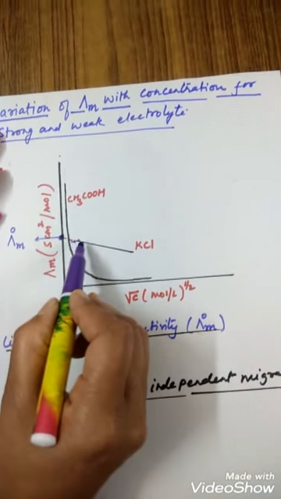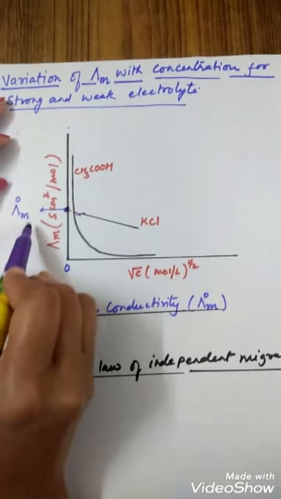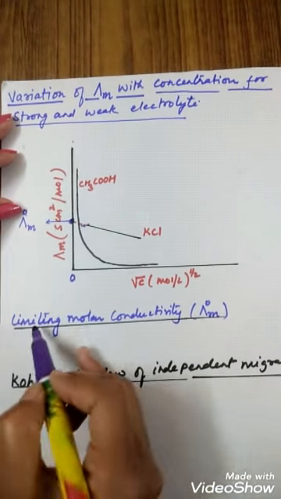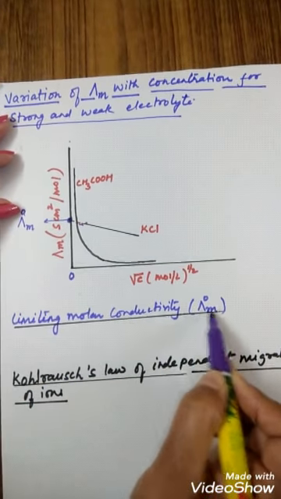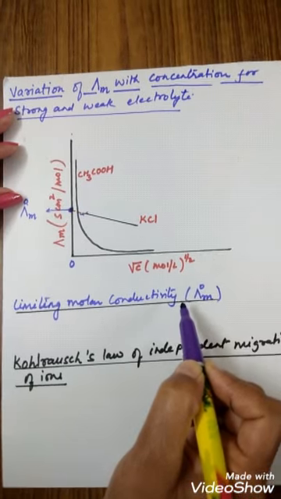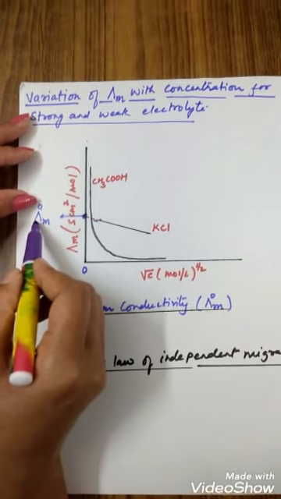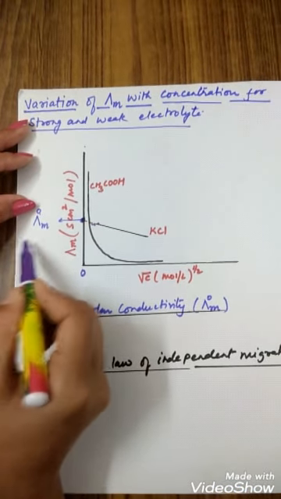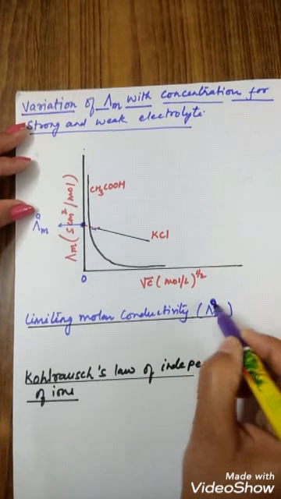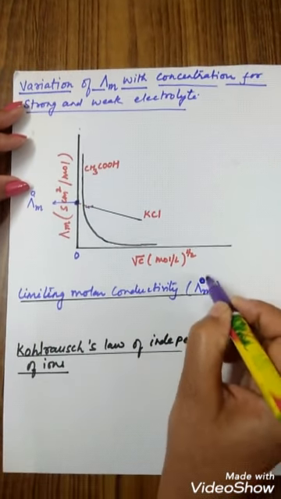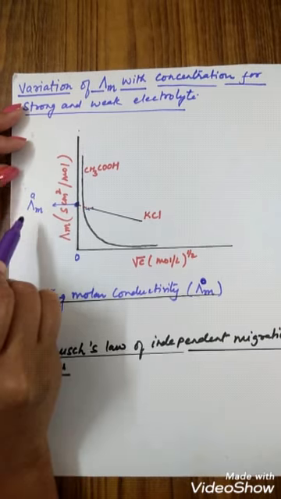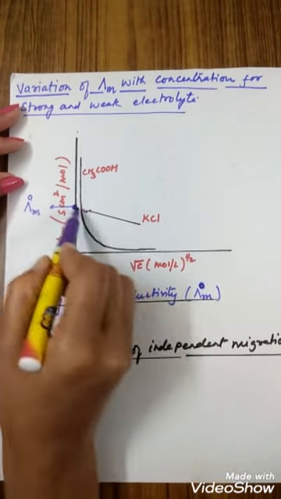At this axis where this curve meets, this point is called lambda m naught. The term for this is limiting molar conductivity. So if I say define limiting molar conductivity, what would it be? It is the molar conductivity when the concentration approaches zero. So molar conductivity when concentration approaches zero is called limiting molar conductivity. So it is always possible to find lambda m naught for a strong electrolyte.